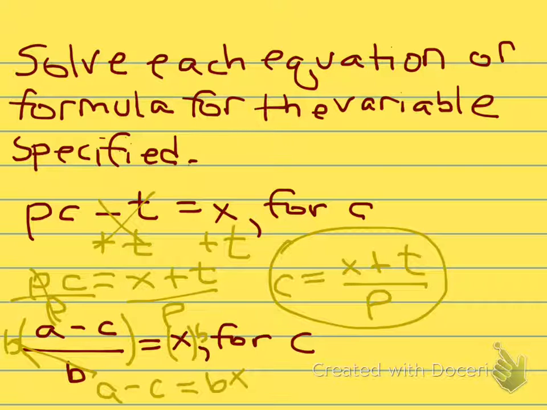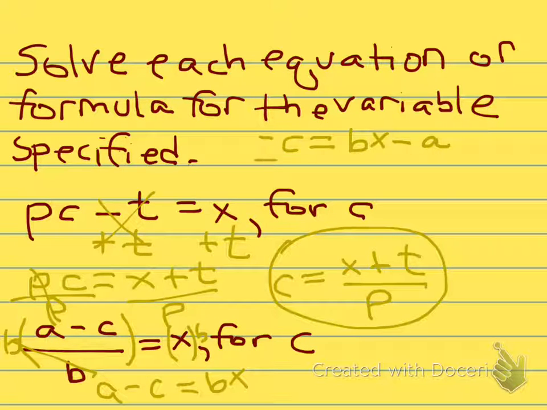So then I need to get the a away from the c. So I would actually need to subtract the a, because the subtraction sign here applies to the c, not the a. So to cancel out the a, I would need to subtract. And I'm going to subtract from the other side as well. And I'm left with negative c equals bx minus a. And I can't have a negative variable, okay?